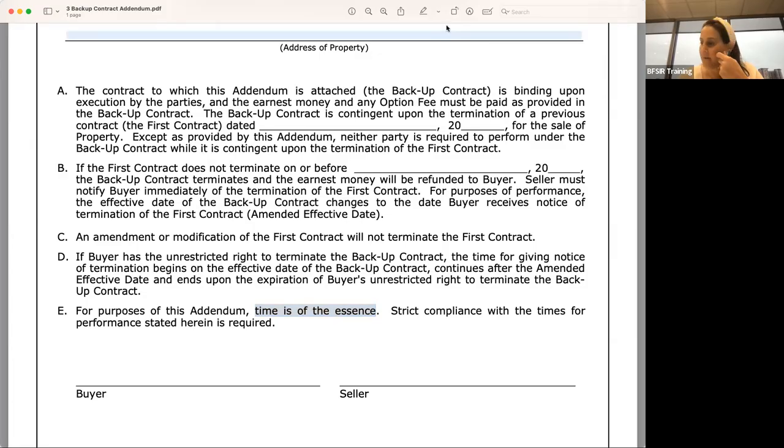Okay. All right, moving on. We are going to talk about the amendment now, which might seem kind of dumb, but I think it's important to be strategic as an agent when you're filling out this amendment.